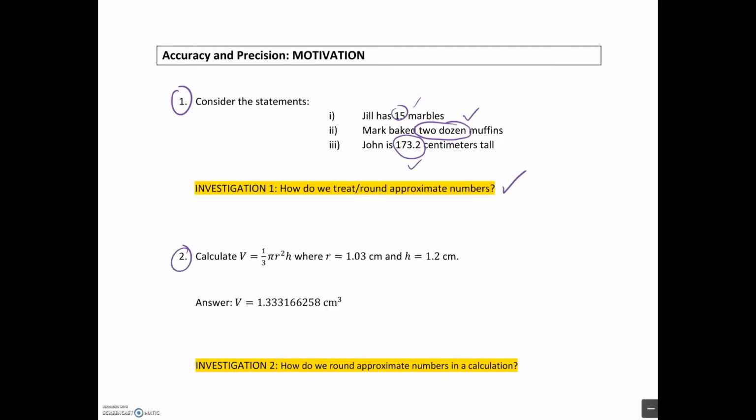Now, if we look at the second case here, V is 1/3 pi r squared h. Well, clearly r and h are measurements, so they are approximate. If we are using them to find V, then clearly V itself has to be approximate also. So the question becomes, how do we round V? Do we keep all the decimal places? Do we keep some? If so, how many? So it leads to the question, how do we round approximate numbers used in a calculation? And these are the things that we'll be considering just now.